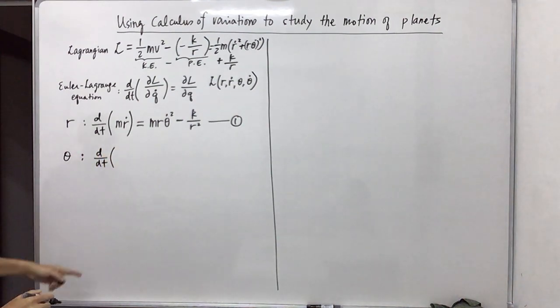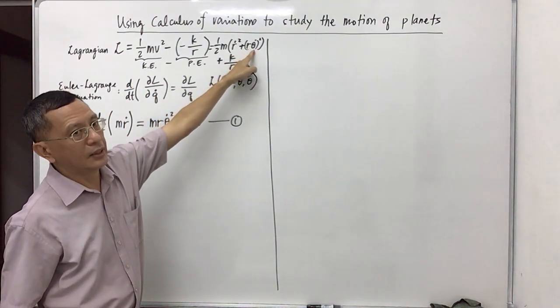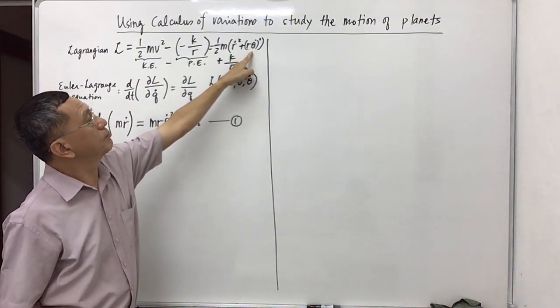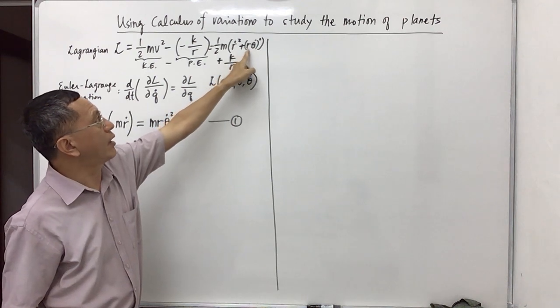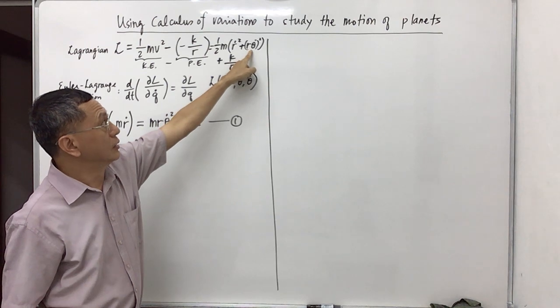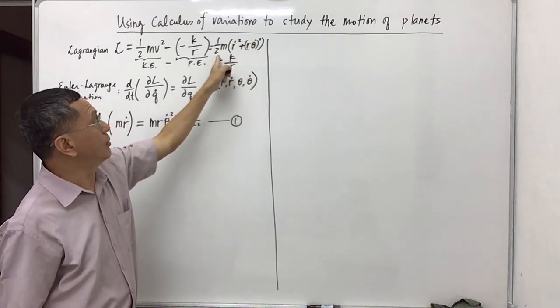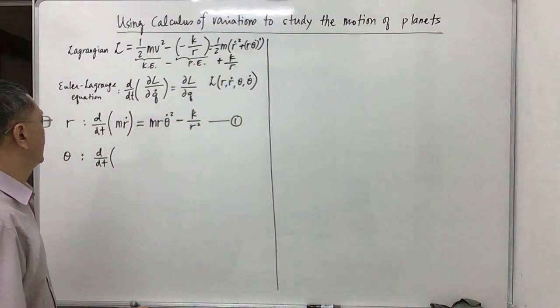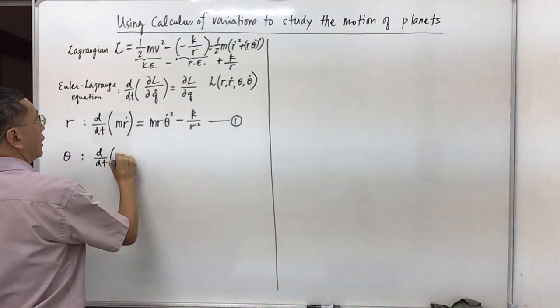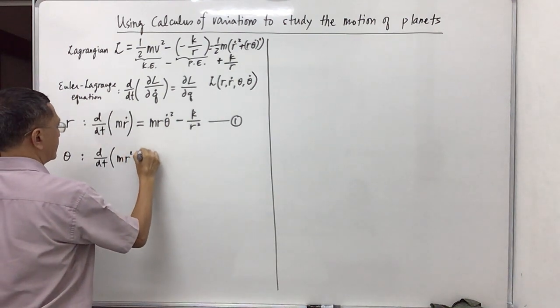Now, my Lagrangian, in terms of theta dot, there's only one term here. Alright, so again, by partial derivative, I'm going to keep my r squared constant. I'm going to focus on differentiating my theta dot squared. Differentiating theta dot squared will give me 2 theta dot, and multiplying half m there, I'm just going to get m r squared theta dot.